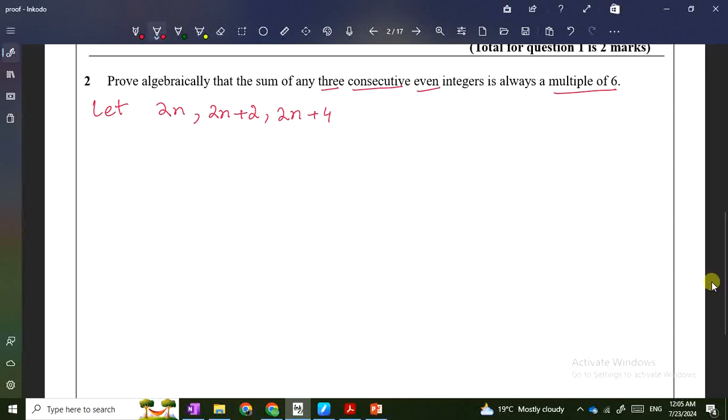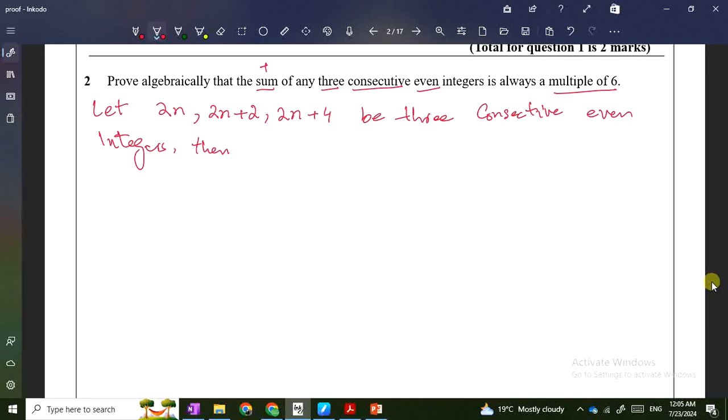So let 2n, 2n plus 2 and 2n plus 4 be three consecutive even integers. Then we need to prove that the sum, meaning if we add these three consecutive even integers, should be a multiple of 6.